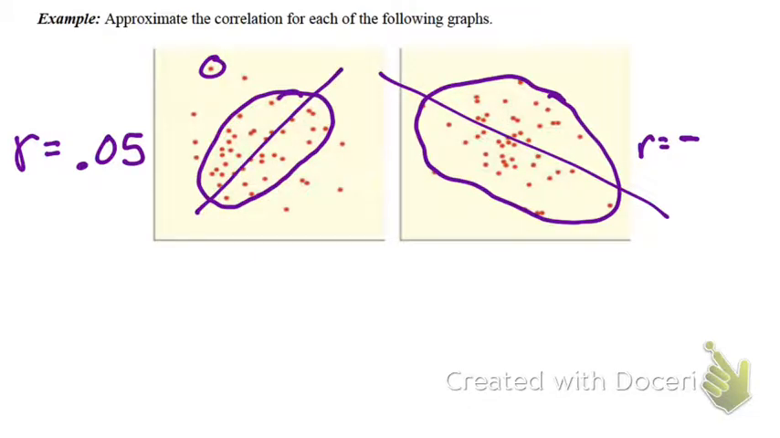So, what do you guys think over there? 0.06. This is 0.25. Now, again, that's still very weak. We're like a quarter of the way to moderate. All right, let's try some more.